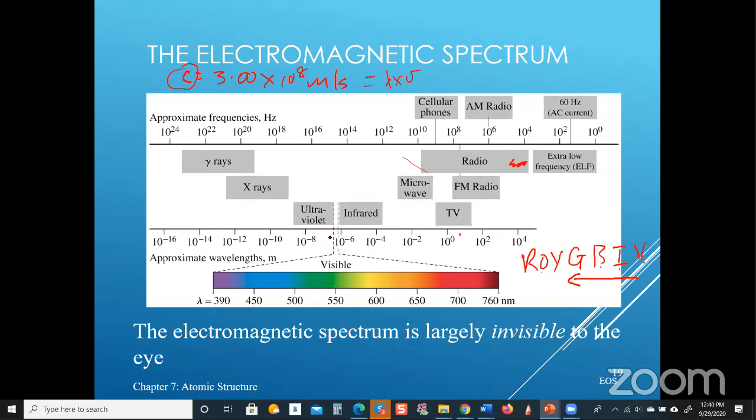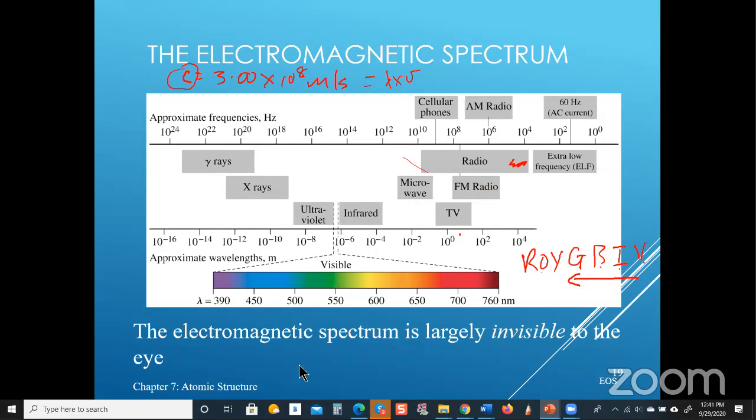Within the electromagnetic spectrum, then we have the infrared, and then we have the microwave, and then you have the radio waves, which is basically a collection of the FM radio frequencies and the TV frequencies, and then you have the extra low frequencies as well. All right, so that's basically the full electromagnetic spectrum.